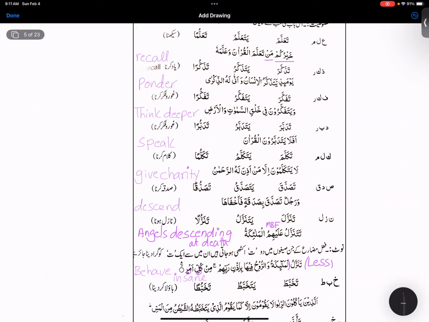So man ta'allama al-Qur'ana. Qur'ana is clearly the maf'ul for ta'allama. Wa 'allamahu: one who learns Quran, and then teaches it. Yeah, so allama and ta'allama both are here.